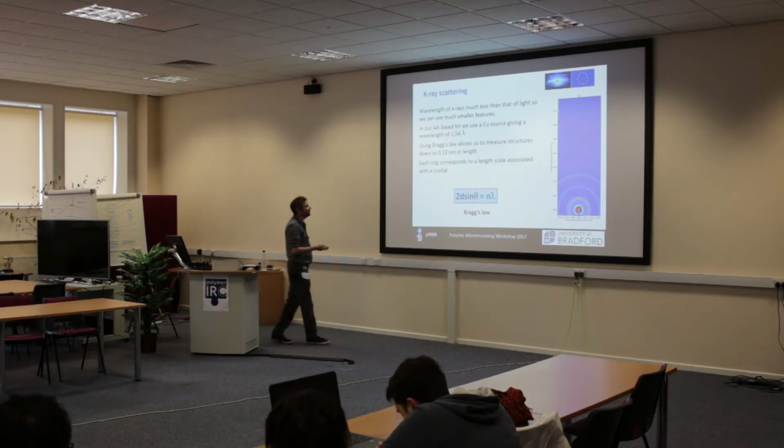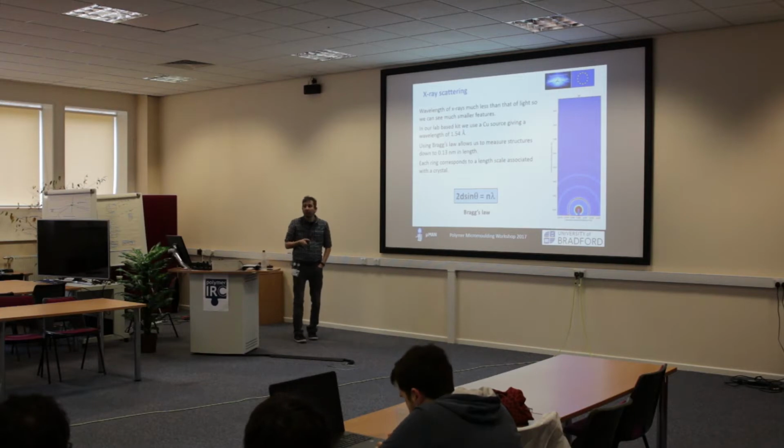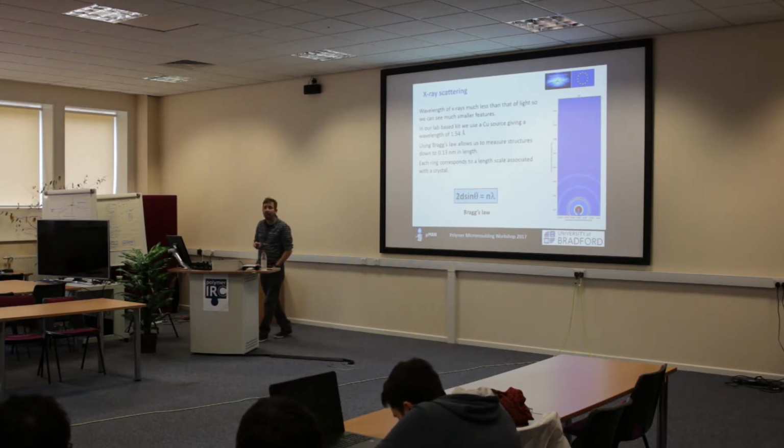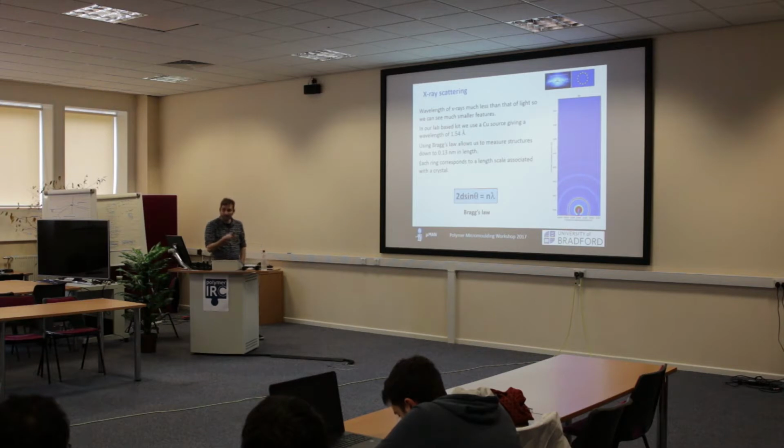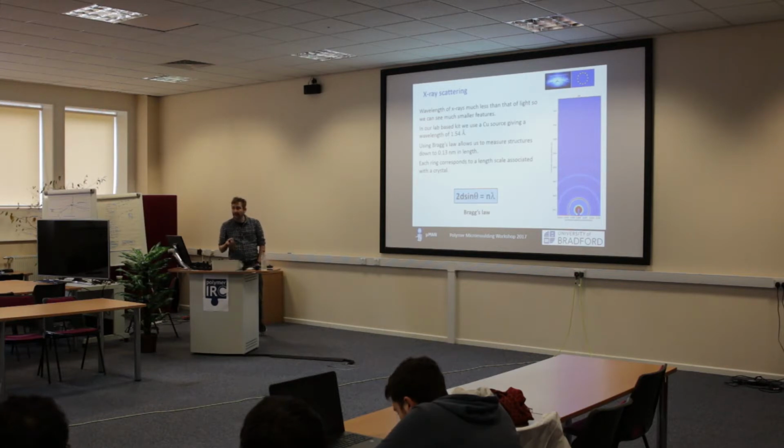X-rays have a very small wavelength. The one we use is about 1.54 angstrom, which means we can get our scales right down. We can start looking at tiny, tiny things indeed, okay, which is the whole purpose, because these things are very, very small. Our X-ray allows us to get to about 0.13 nanometers, so about 1.3 angstrom, okay. We can get some level of detail back out if we're careful.